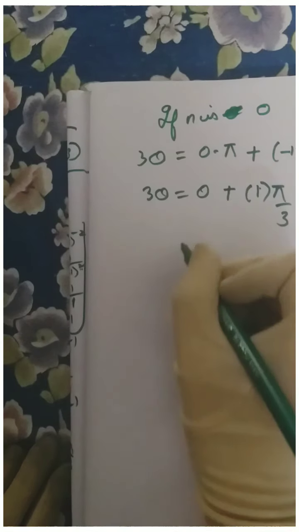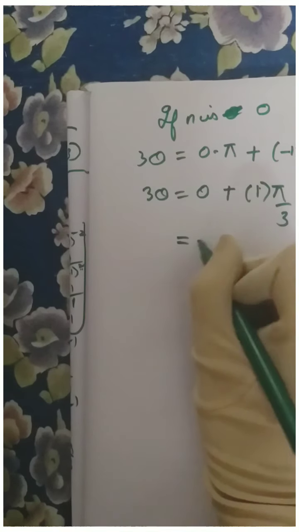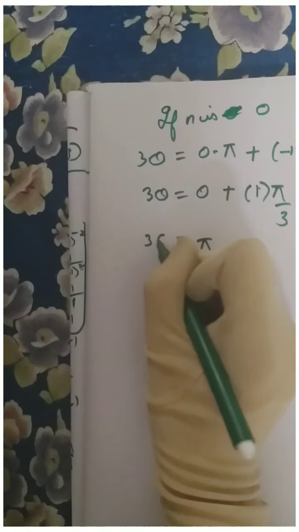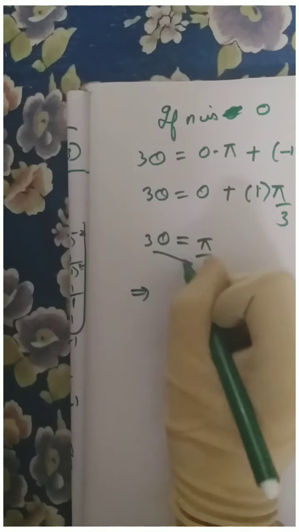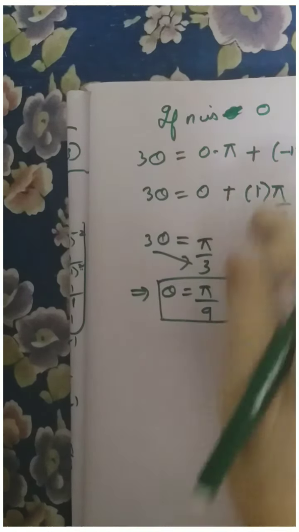So minus 1 power 0 will become 1 only because it is in the form of a power 0. A power 0 is 1 only. So now 0 plus 1 into pi by 3 is pi by 3. So I have 3 theta equals pi by 3; 3 will go that side, and theta will become pi by 9. So when I take n equals 0, I got pi by 9.